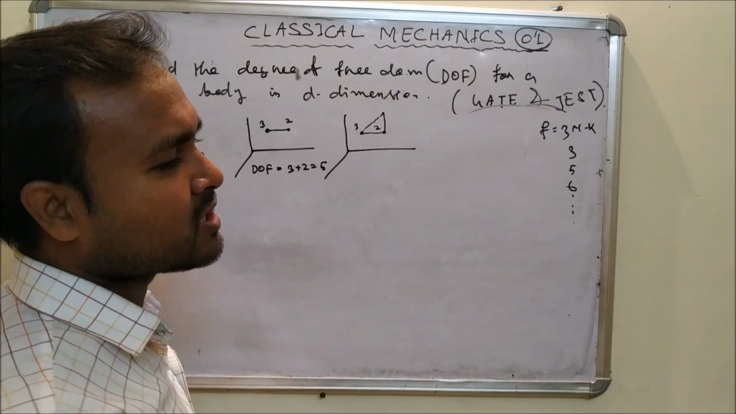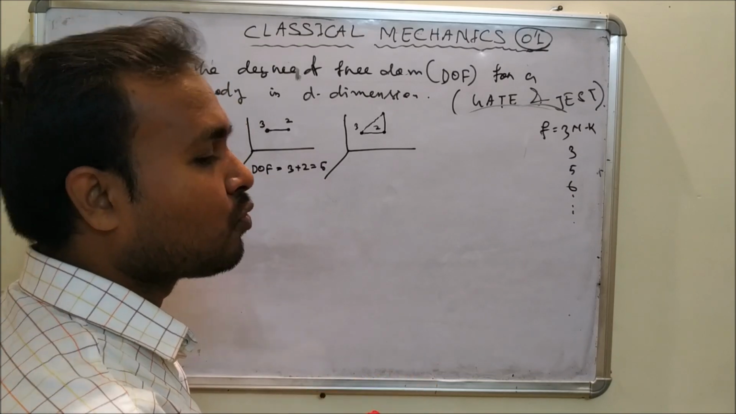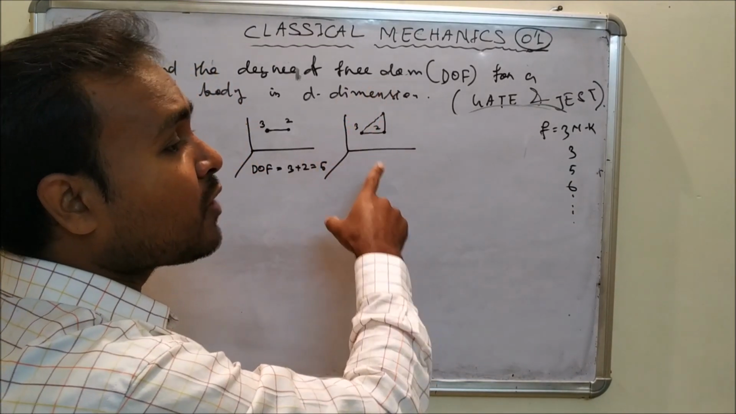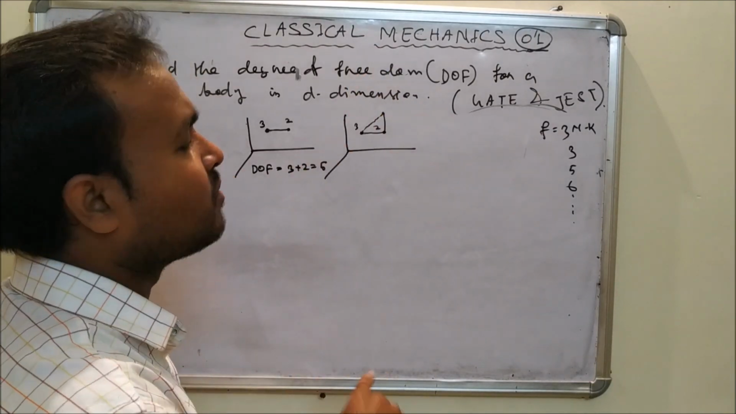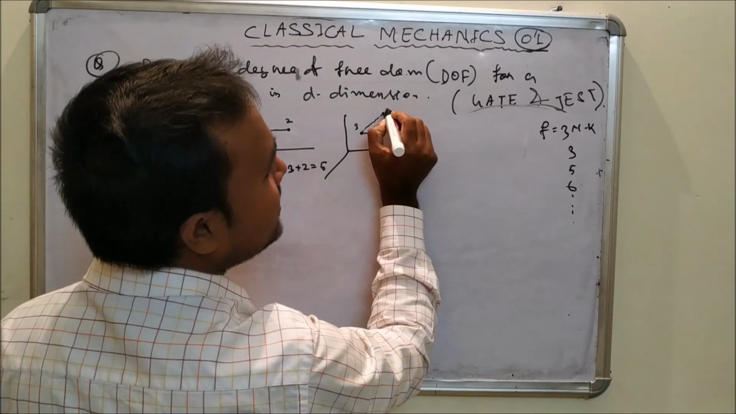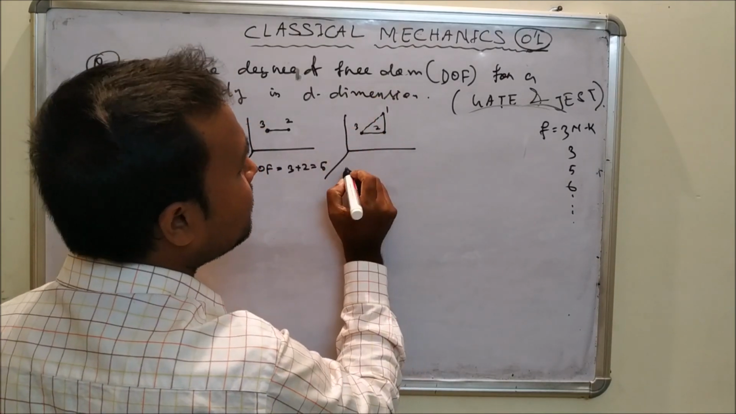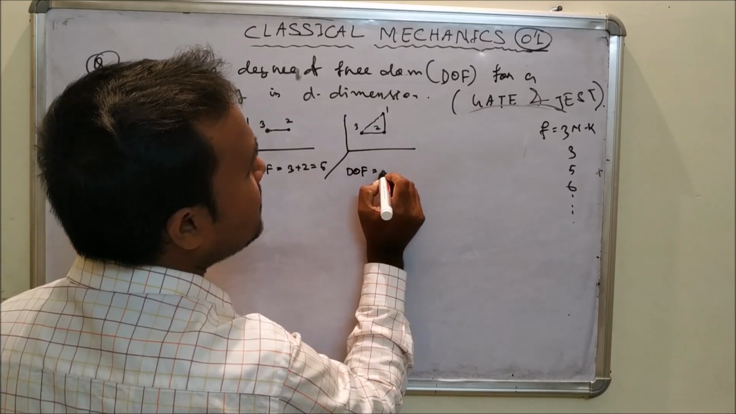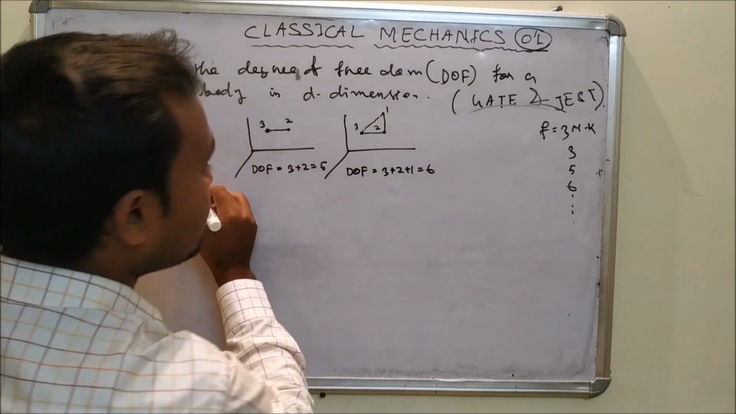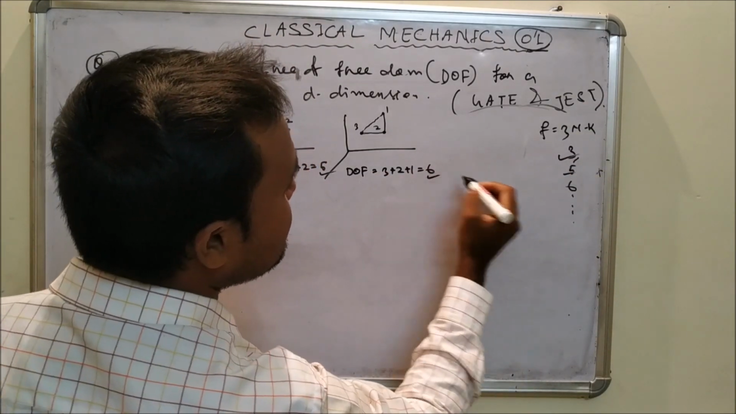Of the 3 axes, two axes are restricted for the third particle. So what will be the other way? The remaining way, this particle can move only along one remaining axis, maybe in the z direction. So what will be the degree of freedom for this particle? It is 1. So the degree of freedom for the system of 3 particles is DOF equal to 3 plus 2 plus 1, that is equal to 6. You see, this 3 we got for one particle, this 5 we got, and this 6 we got.